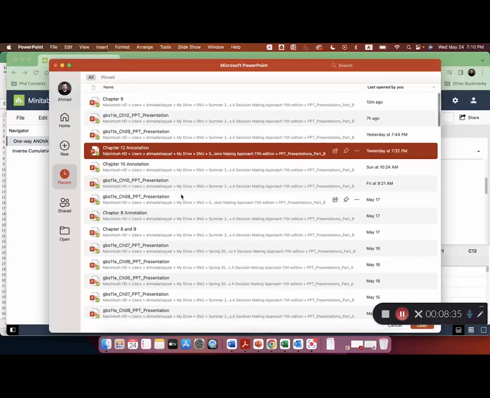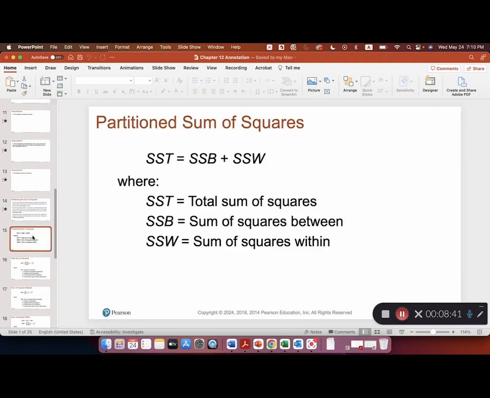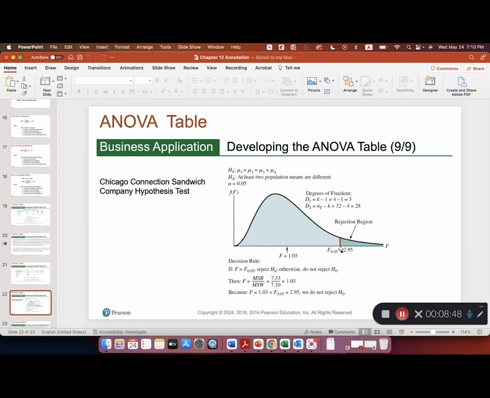And if we go back to, where is chapter 12? If we go back to this, we can see them here. This is the 2.95, the critical value. This is the rejection region, which is alpha 0.05. This is my test value, the ratio. It's located here. It's not in the rejection region. And from here to up there, it's my rejection region.